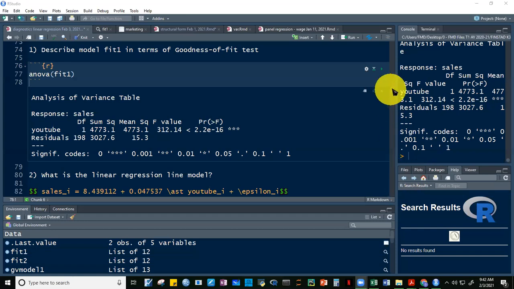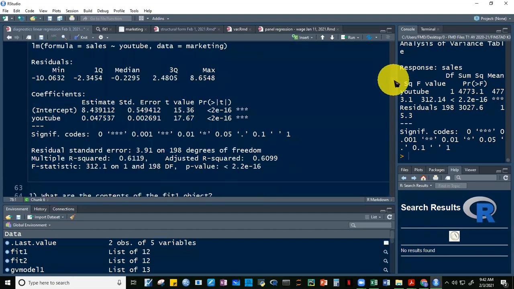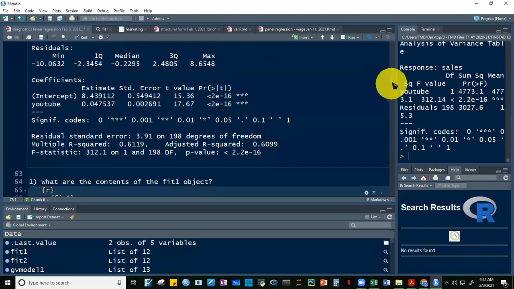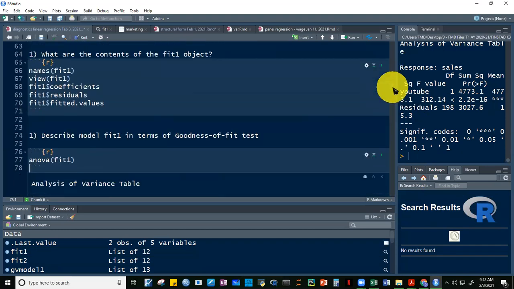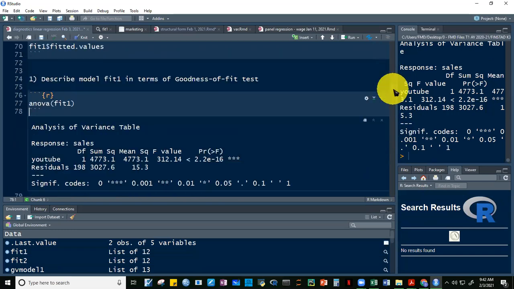So moving on, guys. Na-cover na natin yung goodness of fit, ANOVA yan, analysis of variance. Hindi siya pinapakita dun sa regression output, pero we can ask R to get the analysis of variance ng regression model 1 natin.